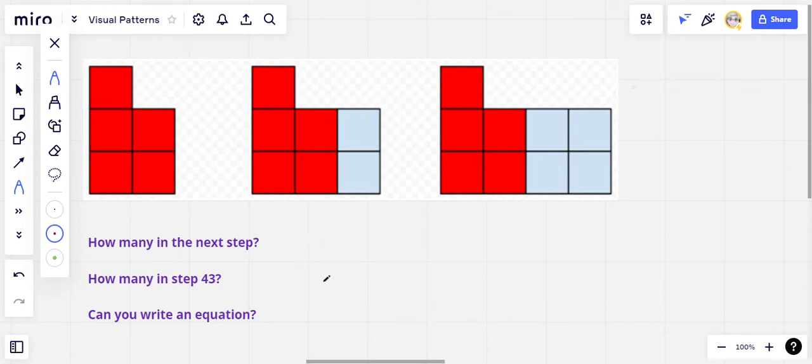Hello, everybody. We are back with another visual pattern challenge. And if you did the last one, you might look at this one and think, piece of cake, I know how to do this. Well, take a careful look. The colors might throw you off a little bit this time.